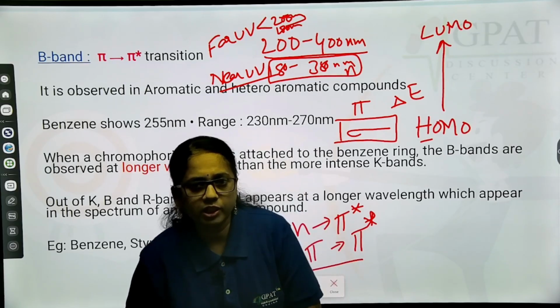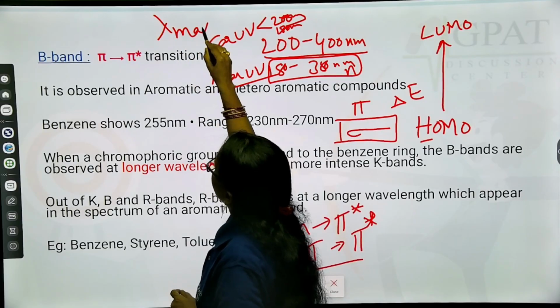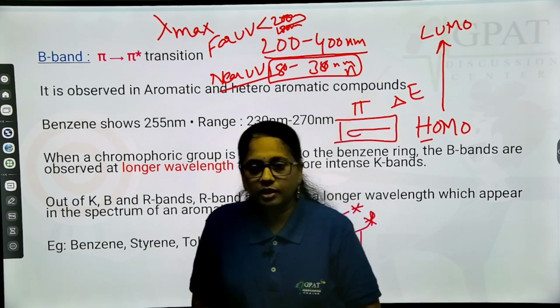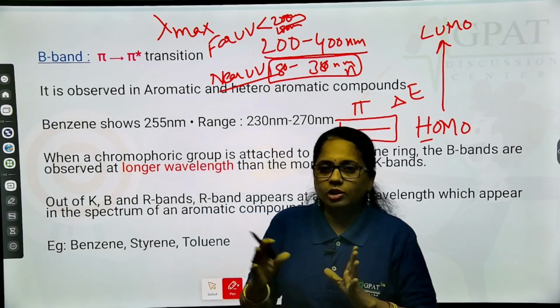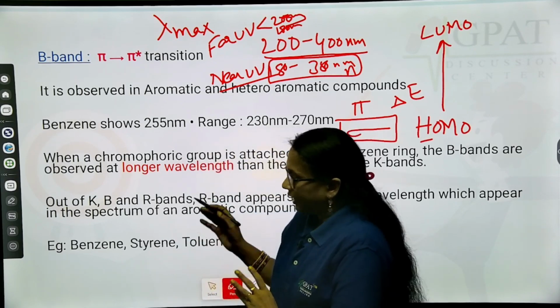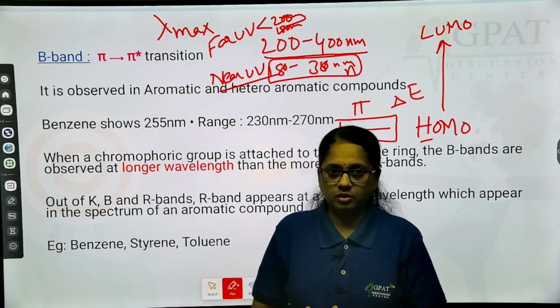So from that you will come to know the lambda max, right. So where exactly the maximum absorbance is going to be observed, okay. So all these things are very good. Now in today's session we are talking about absorption bands.